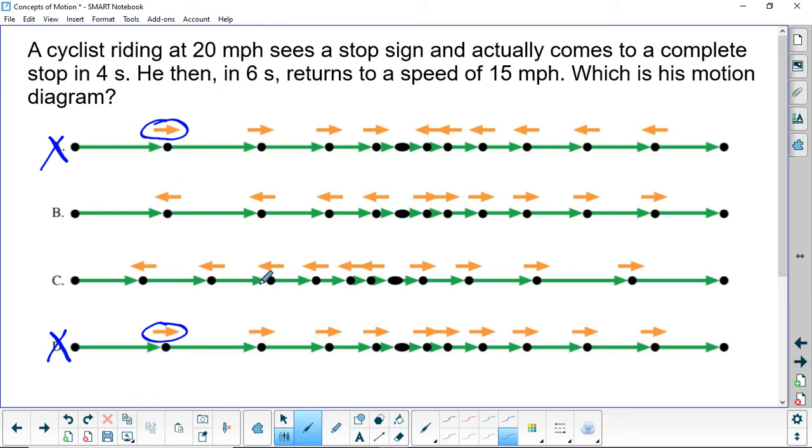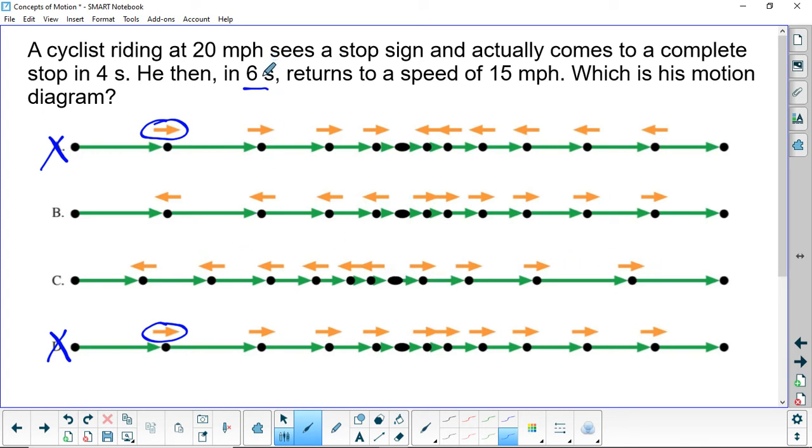Okay, let's go to our next part. He stops at 4 seconds. Let's just do our counts: 1, 2, 3, 4. Here's our stop. 1, 2, 3, 4. This one's a little bit longer. So we're trying to compare both of these. In 6 seconds, he returns to a speed of 15 miles per hour. Our acceleration vector is going in the same direction as the velocity here, so we're speeding up. As we add our acceleration vectors, our velocity gets larger and larger, and we have the same thing happening here.